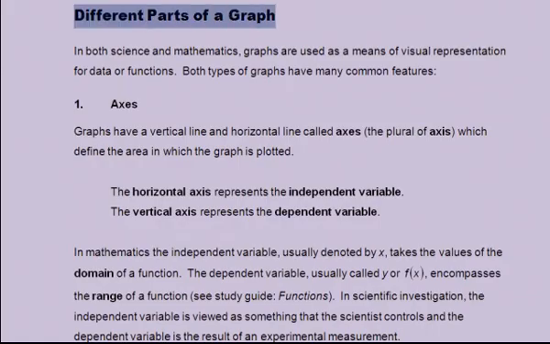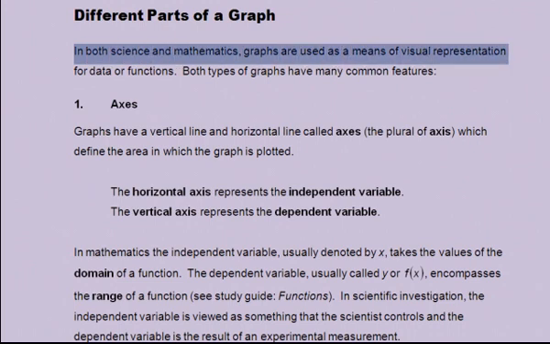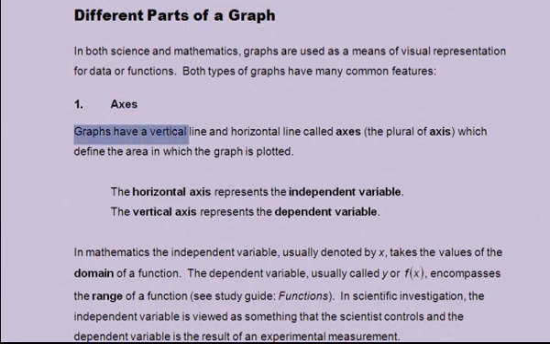Different parts of a graph. In both science and mathematics, graphs are used as a means of visual representation for data or functions. Both types of graphs have many common features. 1. Axes. Graphs have a vertical line and a horizontal line called axes, the plural of axis, which define the area in which the graph is plotted.